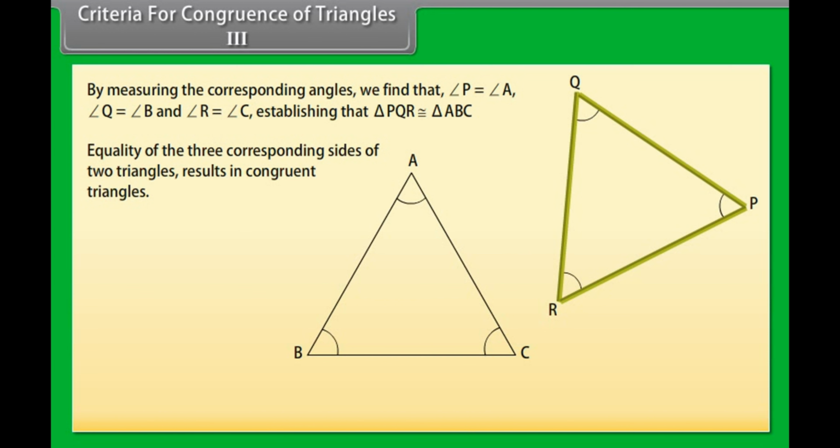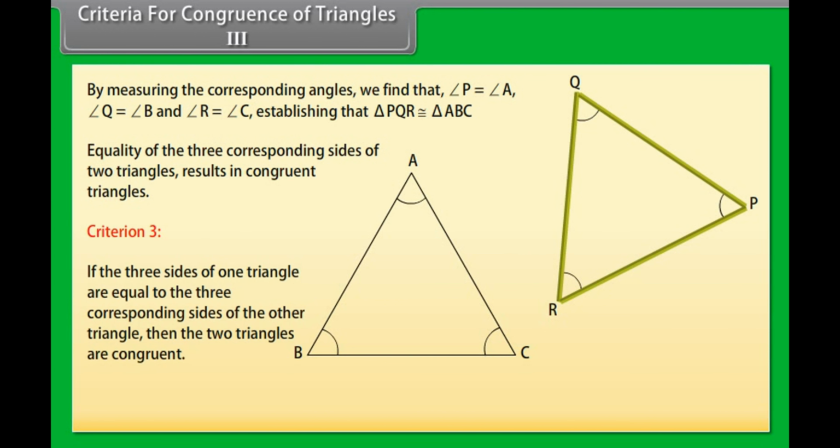Thus, we have Criterion 3. If the 3 sides of one triangle are equal to the 3 corresponding sides of the other triangle, then the 2 triangles are congruent. This is referred to as SSS, side-side-side congruence rule.